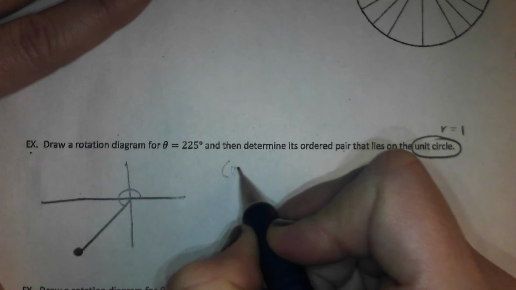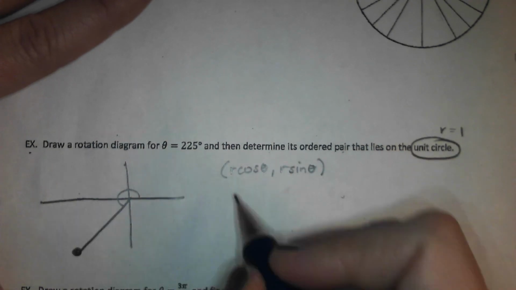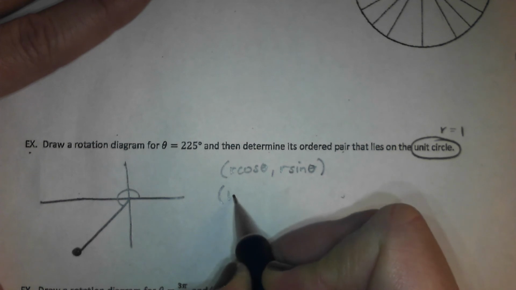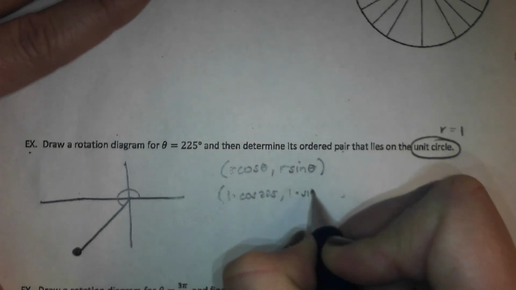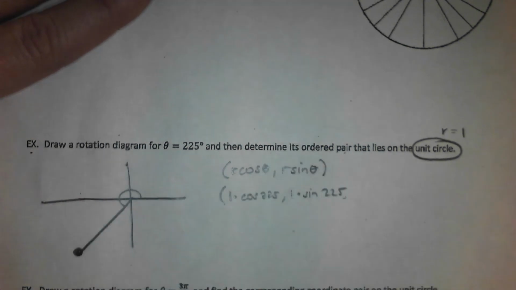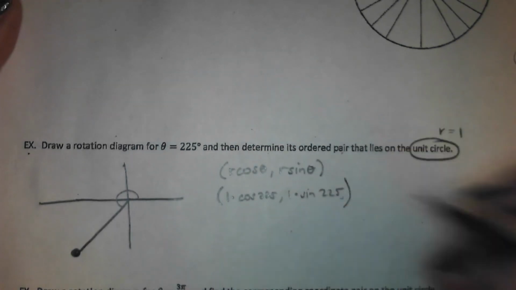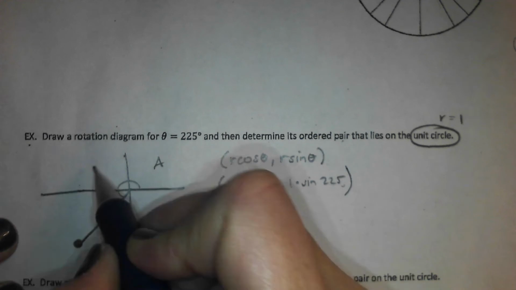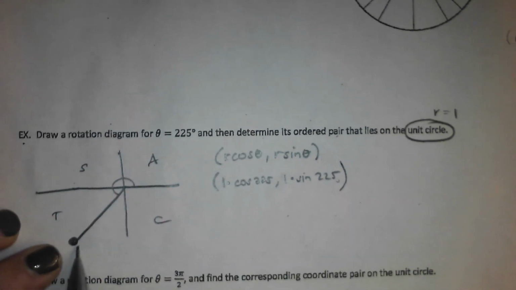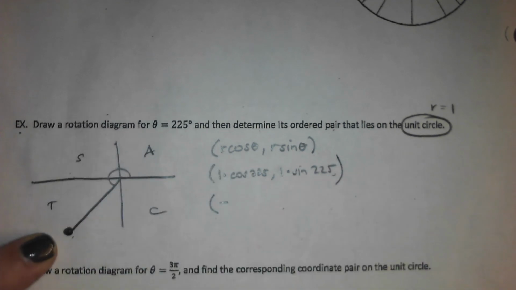So your x coordinate is r cosine theta. Your y coordinate is r sine theta. So the ones don't really matter. It's 1 times the cosine of 225 and 1 times the sine of 225. This is just really what we've been doing, right? So cosine, positive or negative? Negative, because we're in the third quadrant.